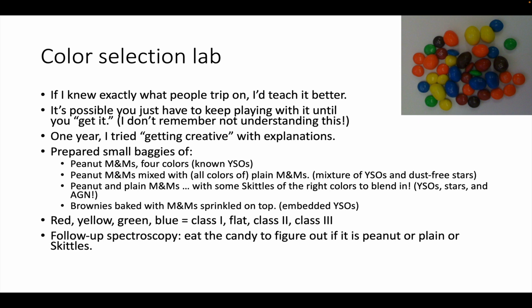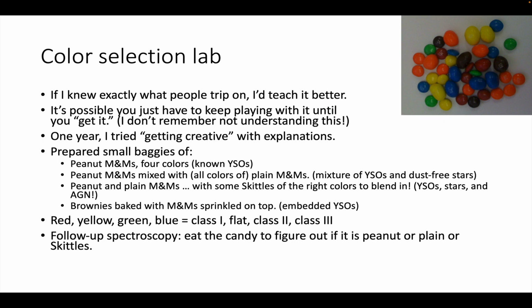I prepared in advance small Ziploc baggies, and one of them had peanut M&Ms that had 4 colors in them, which I said represented the known YSOs. Then I had a baggie of peanut M&Ms mixed in with all colors of plain M&Ms, which I said was going to be a mixture of young stars and dust-free stars. Then I had another baggie, which had peanut and plain M&Ms, but also some Skittles of the right colors to blend in, which I described ultimately, but not initially, as young stars, dust-free stars, and background galaxies, AGN.